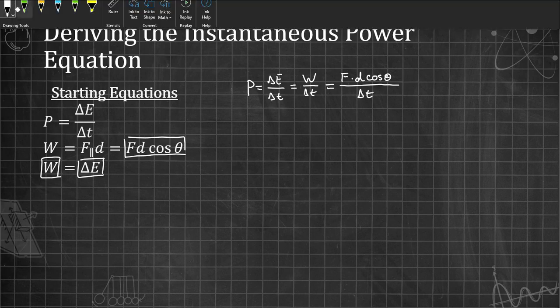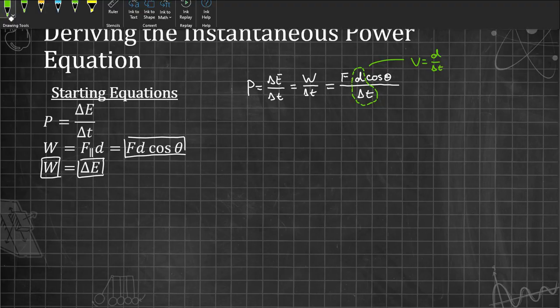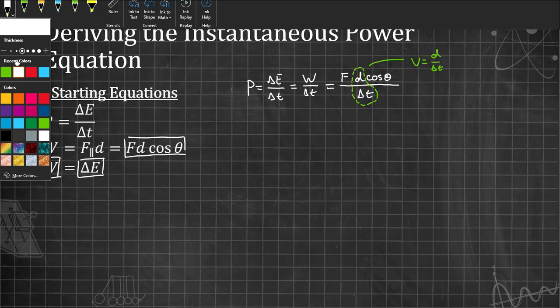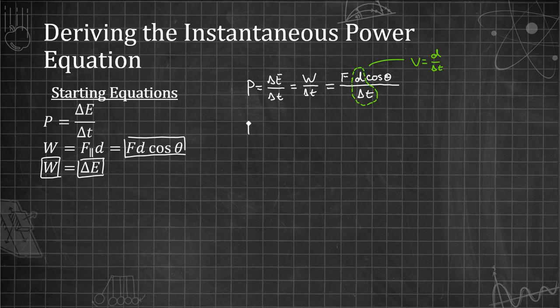The next step in this derivation is to see that we have a distance over a change in time in this equation. And distance over a change in time is from our kinematics unit, and it is equal to the object's velocity. So using this fact, we can take out distance over time and replace it with the velocity term. So we get that the power is equal to the force multiplied by the velocity multiplied by cosine theta.